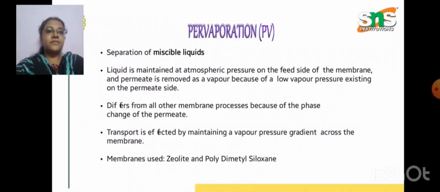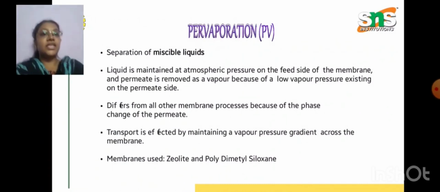So the next type in the second generation is pervaporation. Pervaporation is nothing but the separation of miscible liquids.